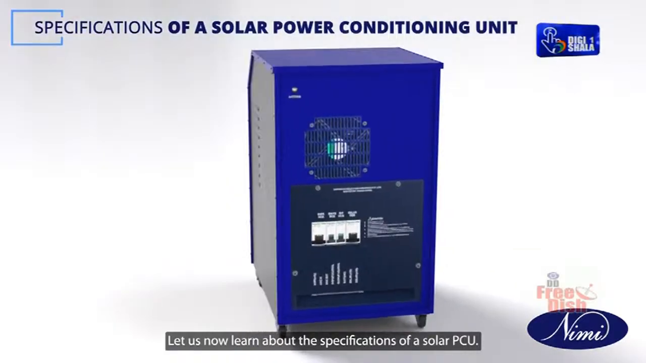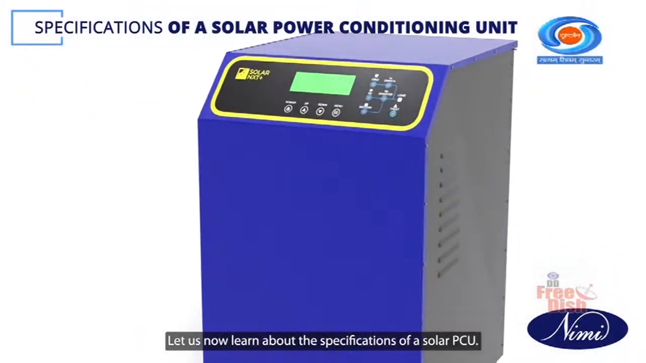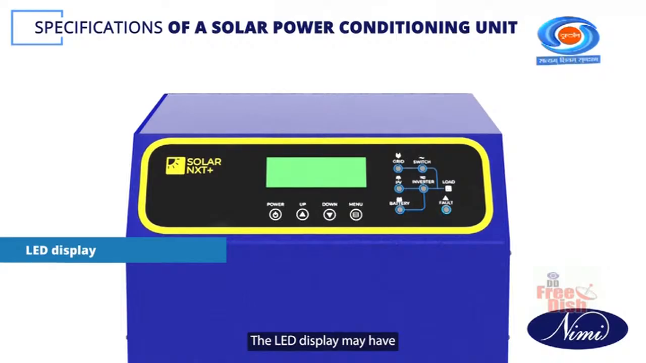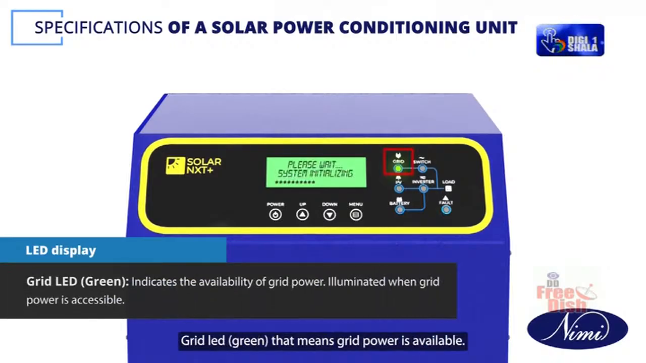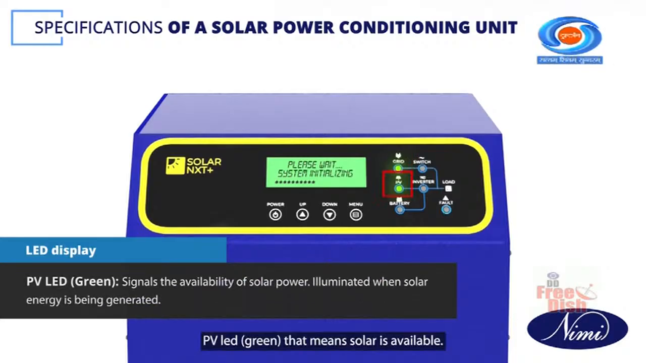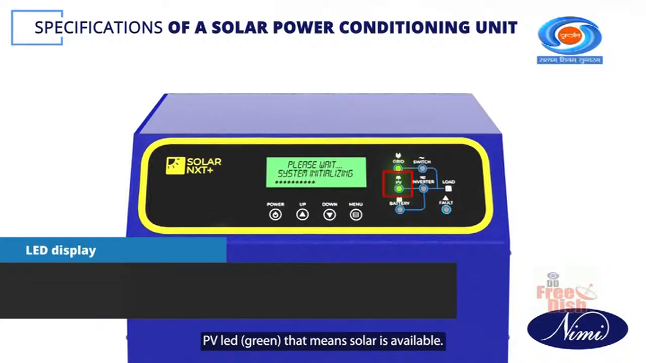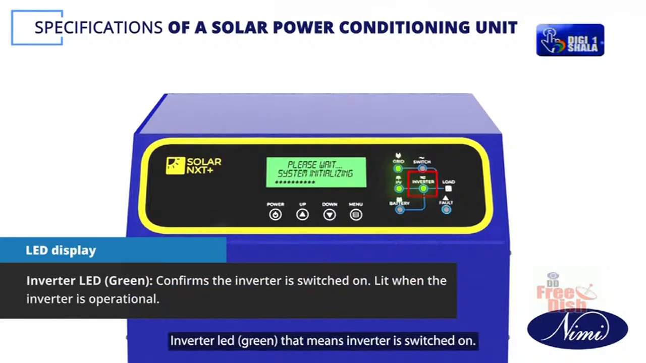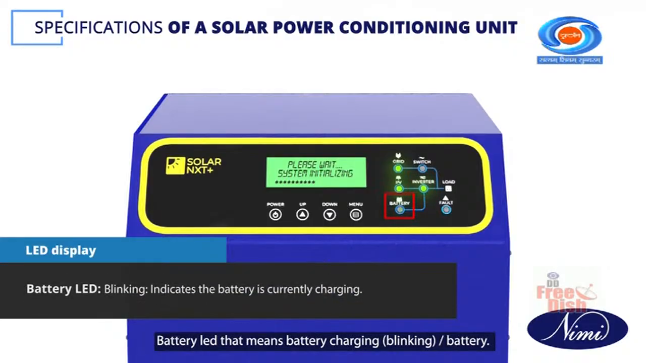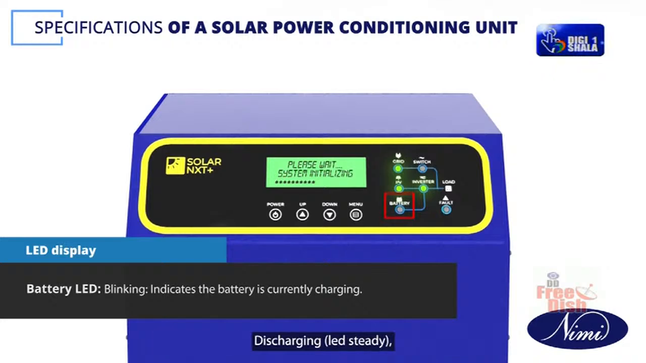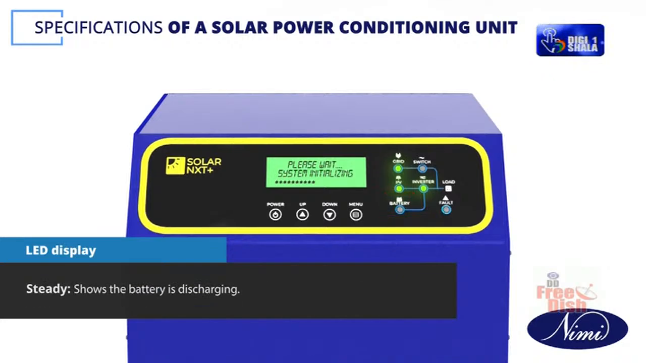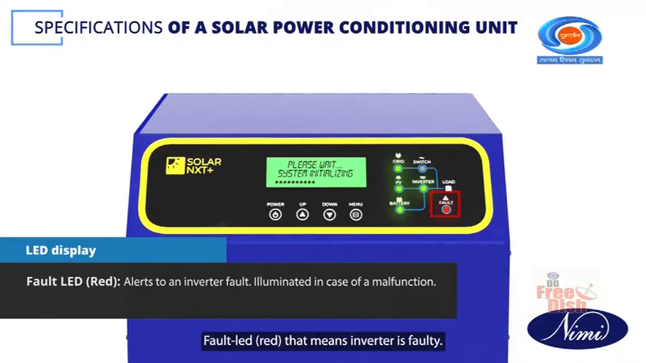Let us now learn about the specifications of a solar PCU. The LED display may have grid LED green, that means grid power is available. PV LED green, that means solar is available. Inverter LED green, that means inverter is switched on. Battery LED blinking means battery charging, or steady means battery discharging. Fault LED red, that means inverter is faulty.